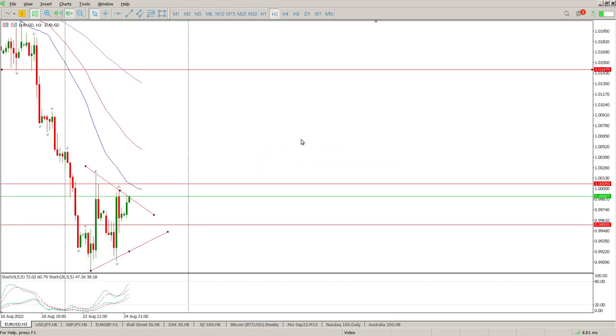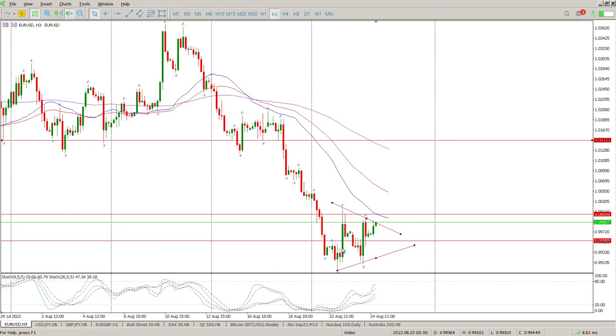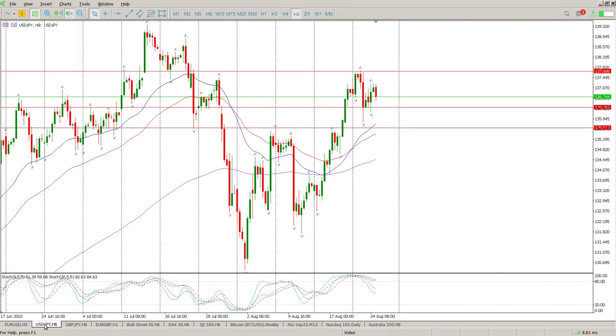I just want to highlight something on the 3-hour. You'll see big engulfing, potential double bottom. So that's kind of the view that we've got there. So I'll sit on my hands until we get a little bit better structure.